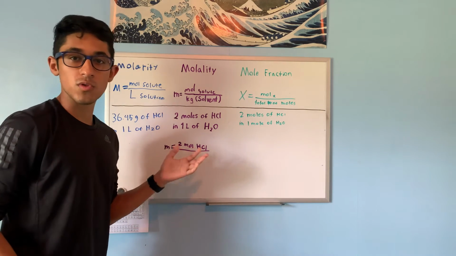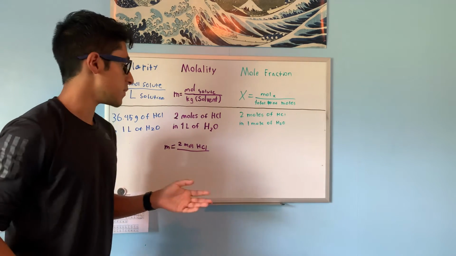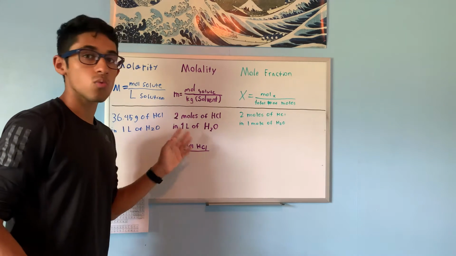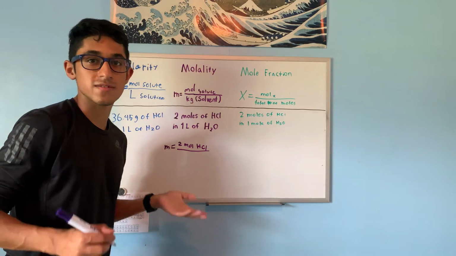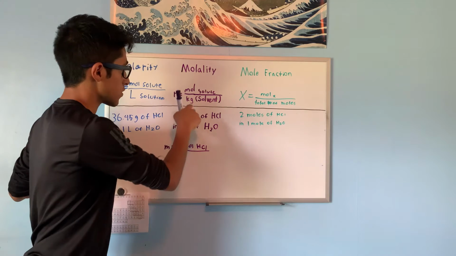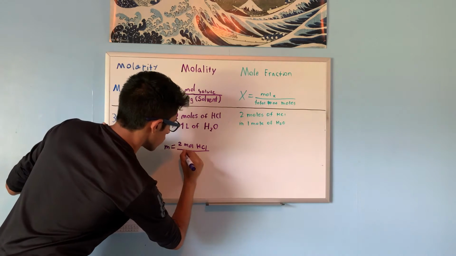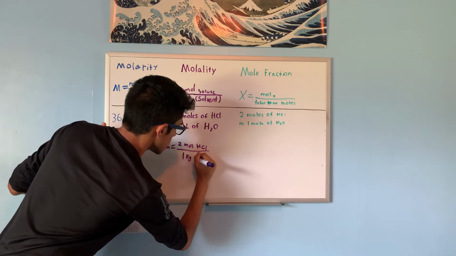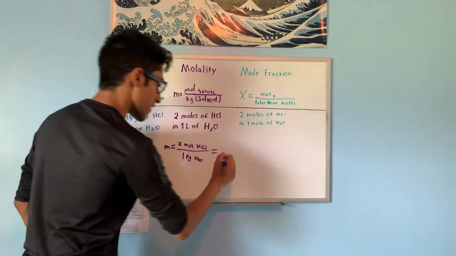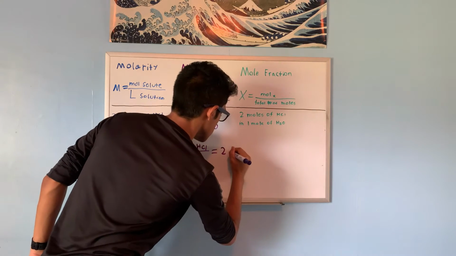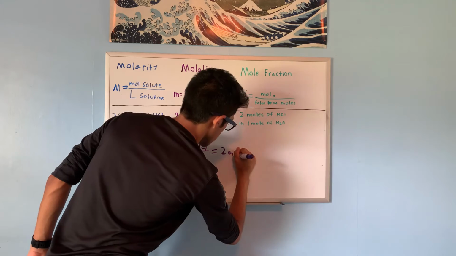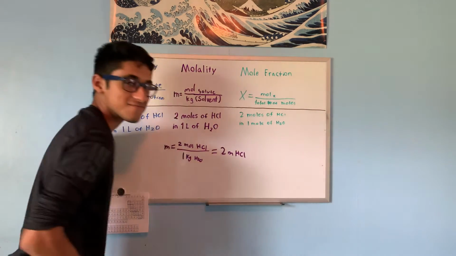Now, you can remember with water that the density of water is 1. Meaning that if you have 1 liter of H2O, you actually have 1 kilogram of H2O. This is because if you have 1 milliliter, you have 1 gram of H2O. So our kilograms of solvent will just be 1 kilogram of H2O. And you can do that: 2 divided by 1 equals 2. You're going to get little m, 2 m hydrochloric acid.